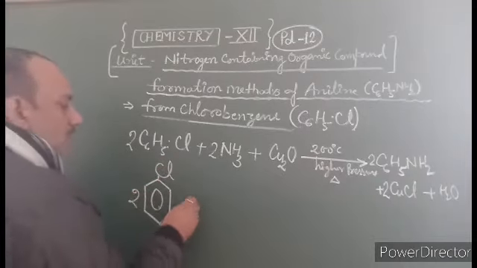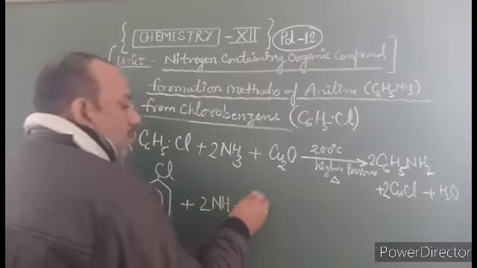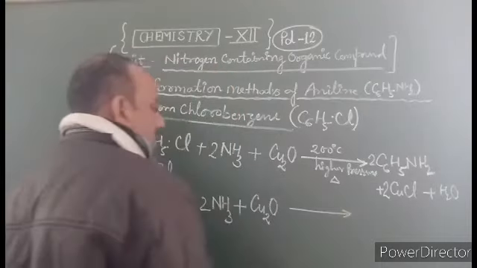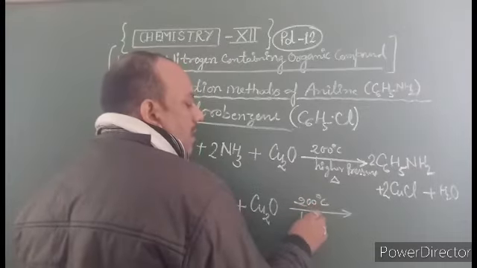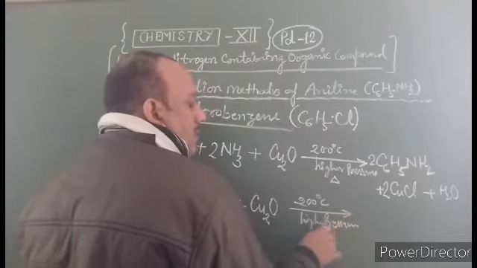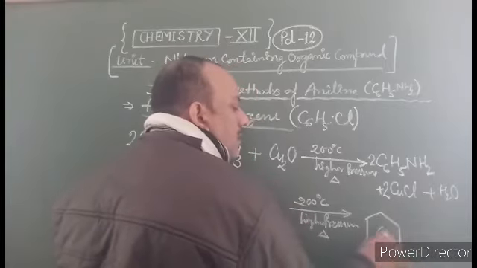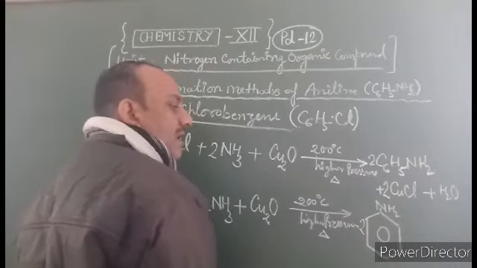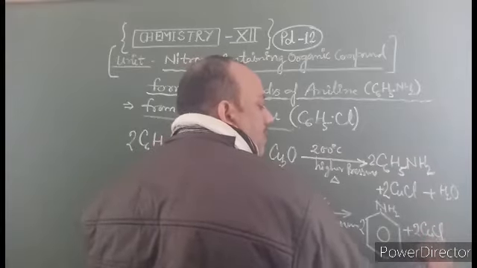This reaction is also shown in structural formula. C6H5Cl is known as chlorobenzene. It reacts with two molecules of ammonia and cuprous oxide Cu2O as a catalyst at 200 degrees Celsius temperature and higher pressure. It gives aniline, C6H5NH2, the structural formula of aniline, and subtracts CuCl and water.